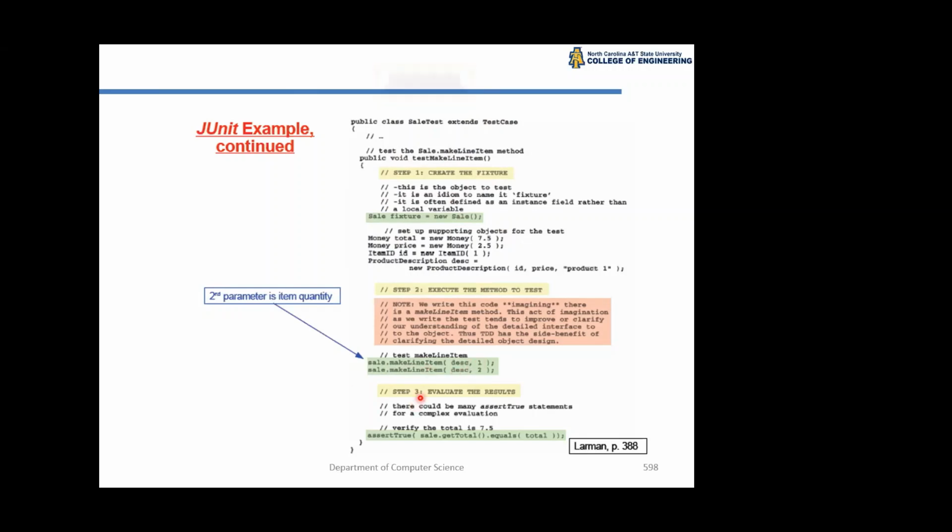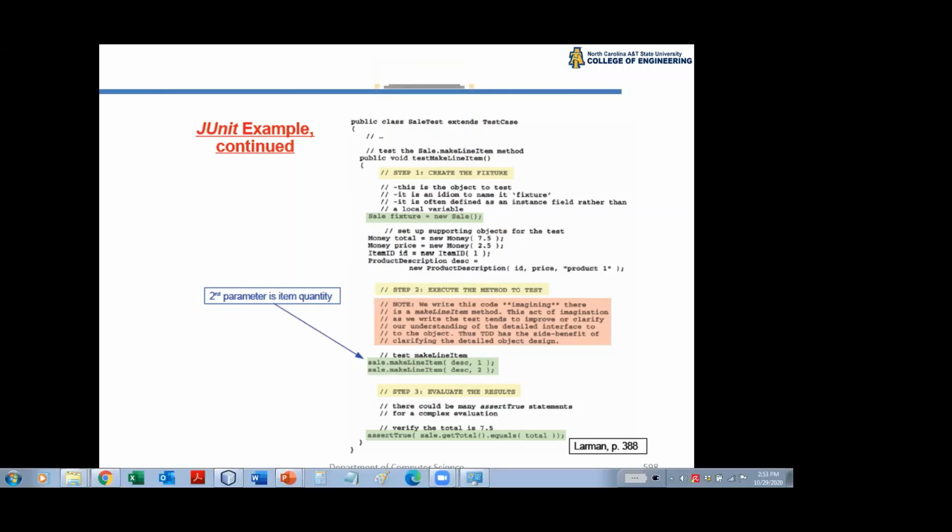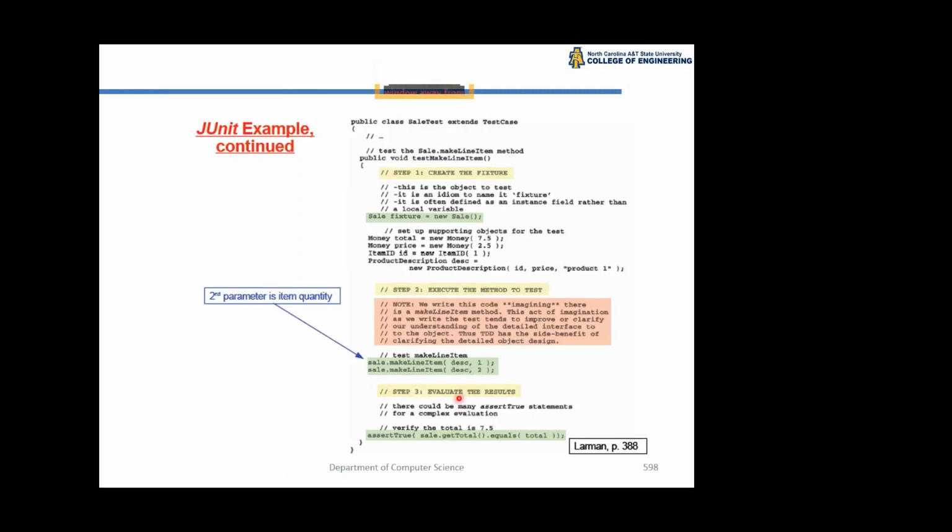Then the last phase, step 3, is to evaluate the results using the assertTrue statement. This is the essence of JUnit testing. So again, you start with the first step, create the fixture, the instance of the class or object that you want to test. You see sale, fixture, new Sale. The next phase is definitely the method you want to test, and you pass the parameters, different values.